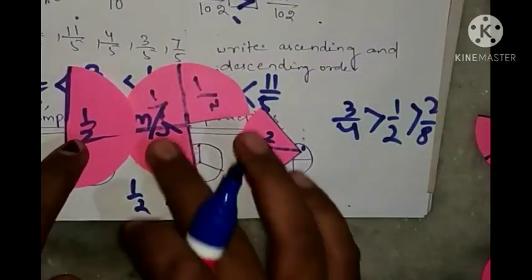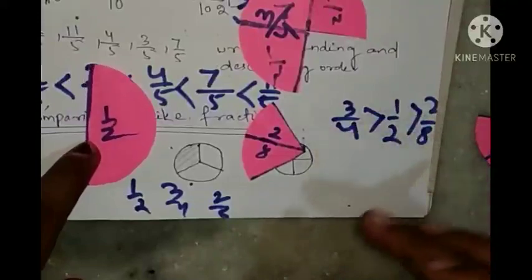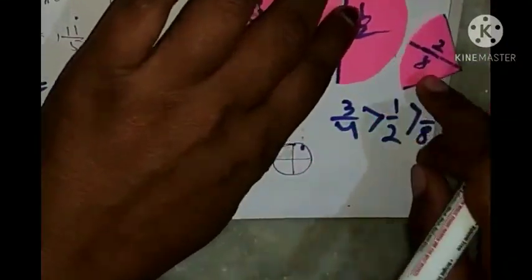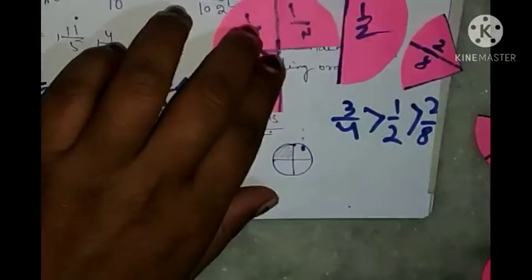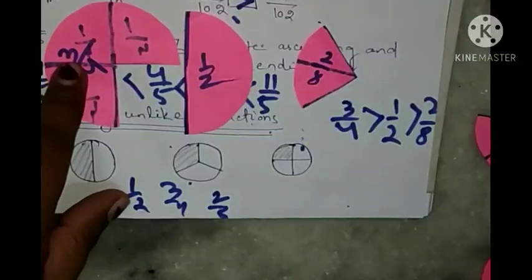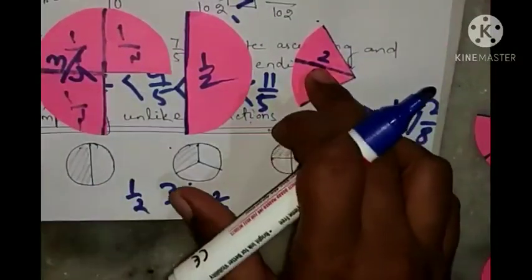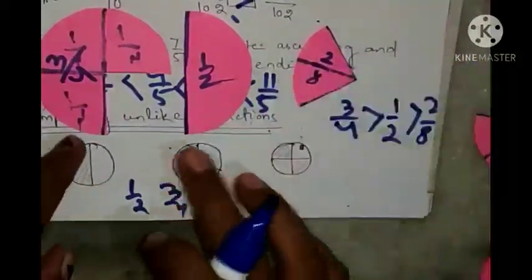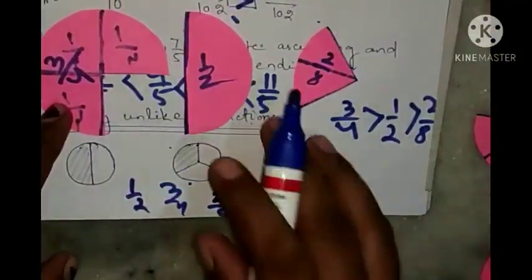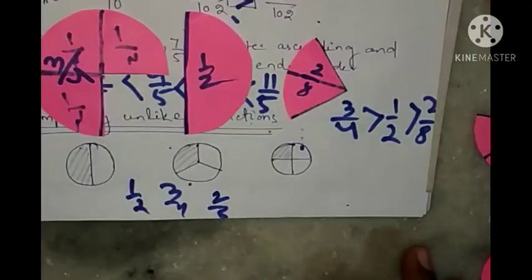So by looking at the size, you can say that 3 by 4 is bigger than half. Then half is bigger than 2 by 8. So 3 by 4 is biggest, 2 by 8 is smallest. Okay, so 3 by 4 is bigger than half, half is bigger than 2 by 8. So here we can find out by size.